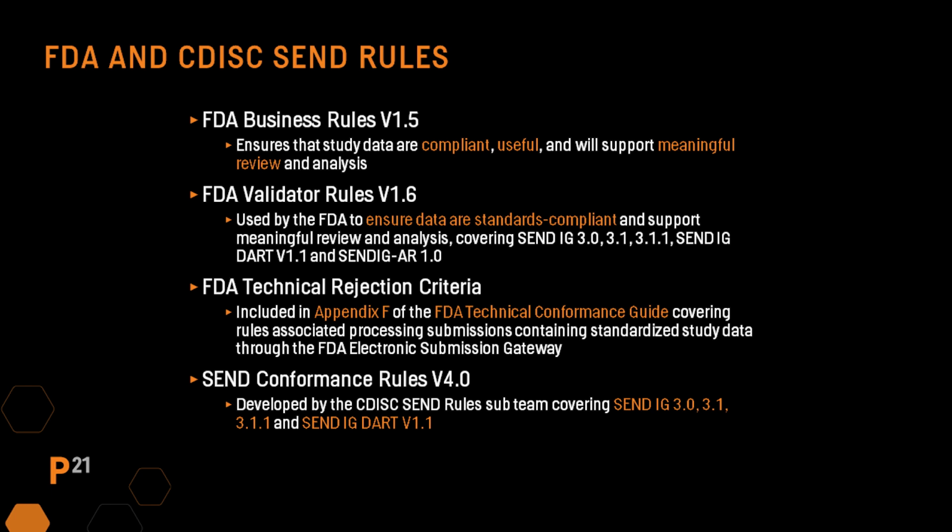Both FDA and CDISC have published rule sets that cover SEND datasets largely based on information in the SEND IGs, the Study Data Technical Conformance Guide, and other associated FDA guidance documents related to electronic submissions. These rules form the basis of what checks are included in automated validator tools available for use with SEND datasets. The FDA Business Rules version 1.5 are divided into rules that apply to both clinical and non-clinical, and those that apply only to clinical or non-clinical.